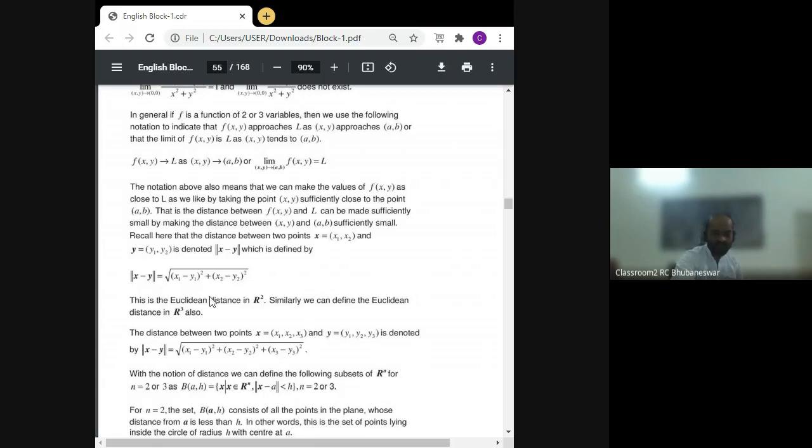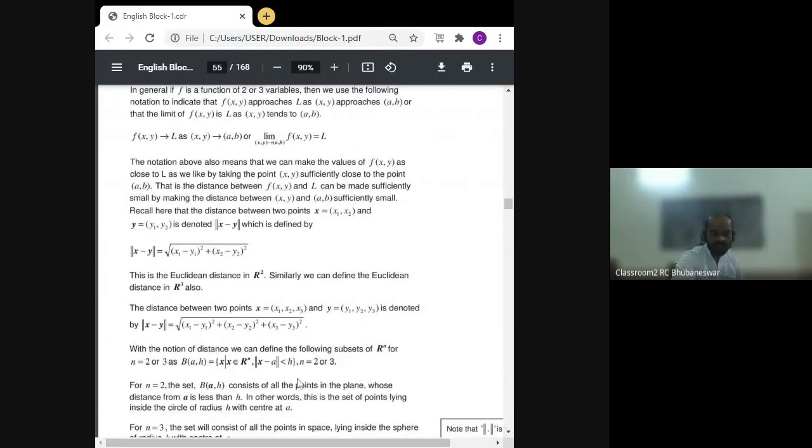And similarly, if we are dealing with the third dimension, or three-dimensional system, or R cube, then one extra component will be added, that is x3. So here the two basic representations are exactly the same in R square and R cube, but in R cube we have to add one more extra component, that is the square of the difference of the third component, that is (x3 minus y3) square.